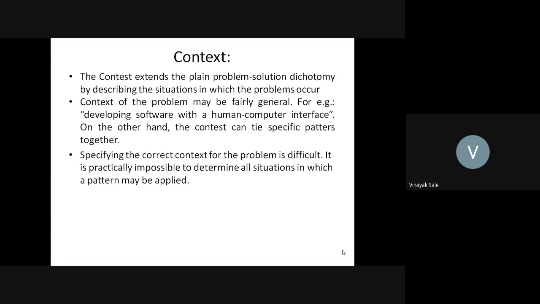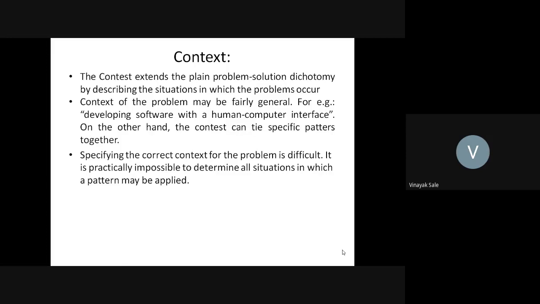So, what is the context? We will see in detail. The context extends the plain problem solution dichotomy by describing the situations in which the problem occurs. The context of the problem may be fairly general, for example, developing software with a human computer interface. On the other hand, the context can tie specific patterns together.